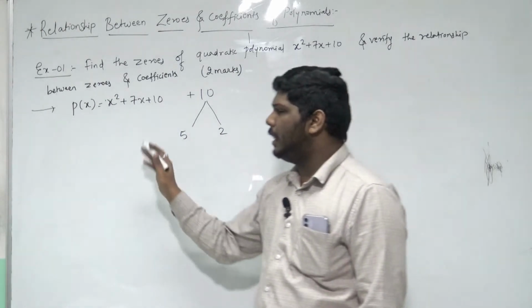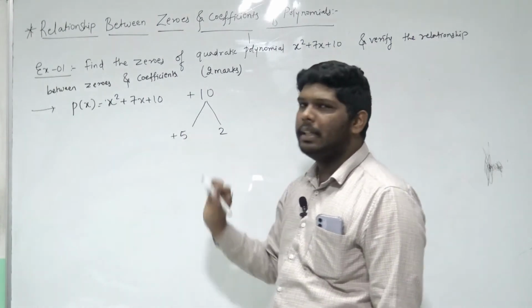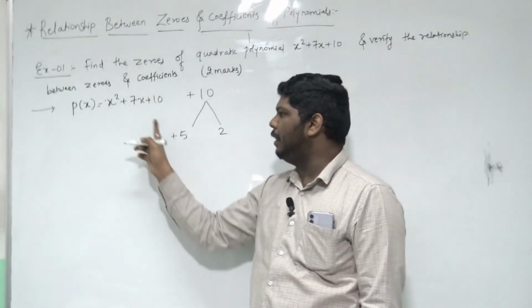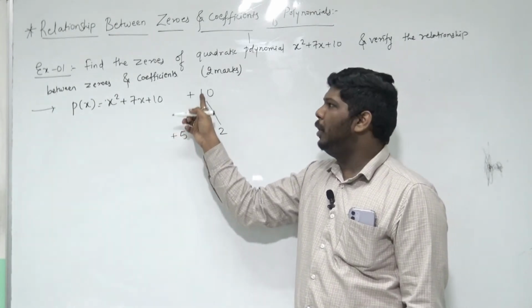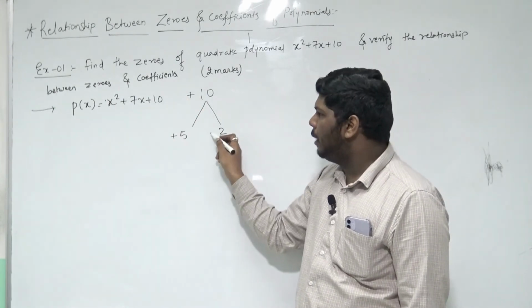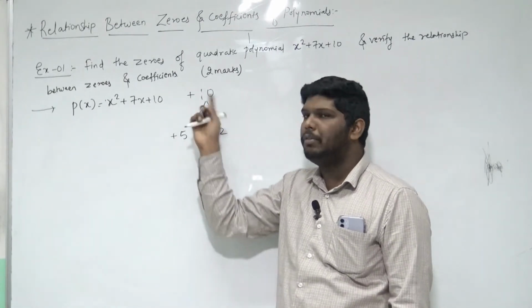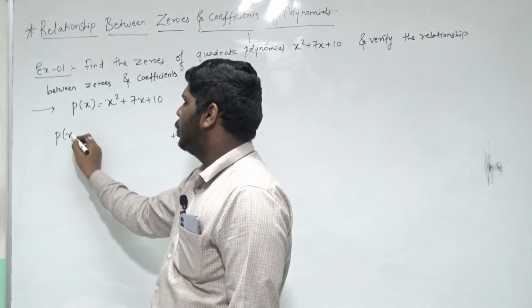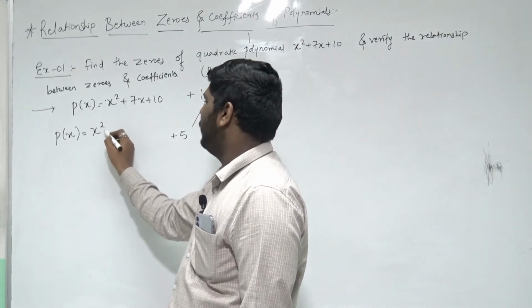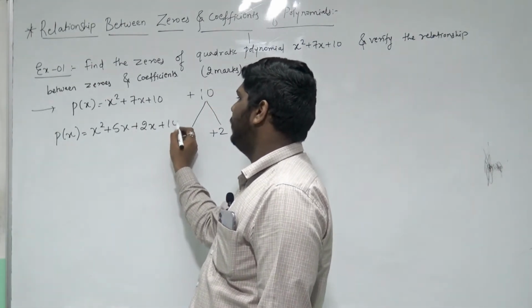So here in this case, basically the middle sign goes to the bigger number. So if 5 is bigger, obviously it will get positive sign. And the remaining term you have to check above. If you need the product positive, I have to keep the other term positive only, because if I write negative here, plus into minus will give me minus, right? So what is the next step now? Splitting the middle term. So p of x can be written as x square plus 5x plus 2x plus 10.